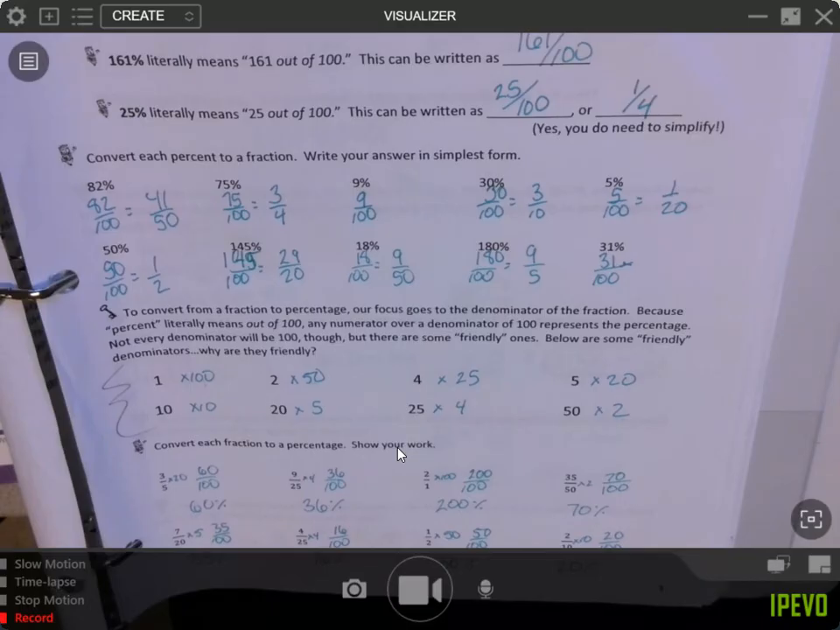Any questions on how I got any of those fractions? Sometimes we miss how to simplify something. Any questions?